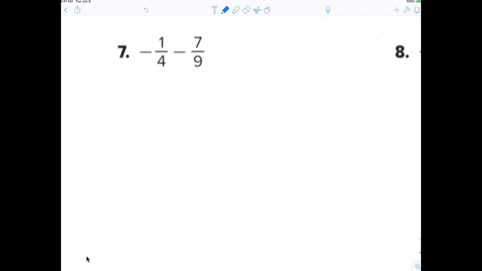Ben, what do I do? Are these relatively prime? Yes. So what's the common denominator? 36. Okay, so the first fraction would be? First fraction would be 36. What type? Negative. That's right. 28. What type?